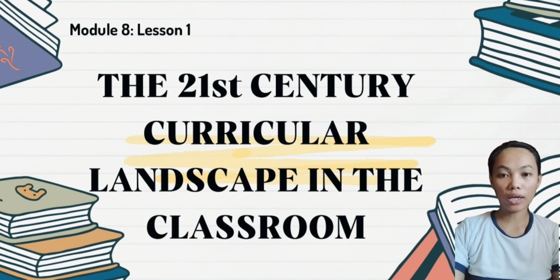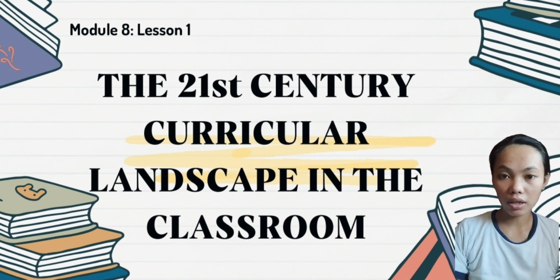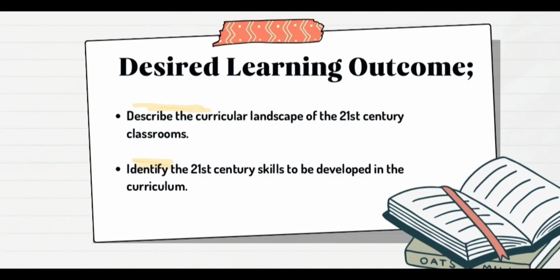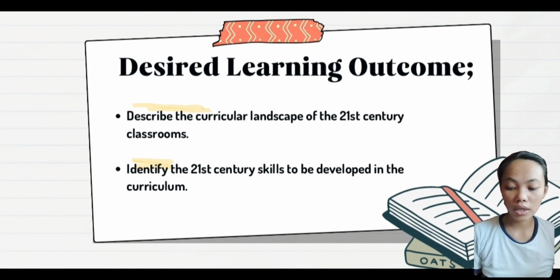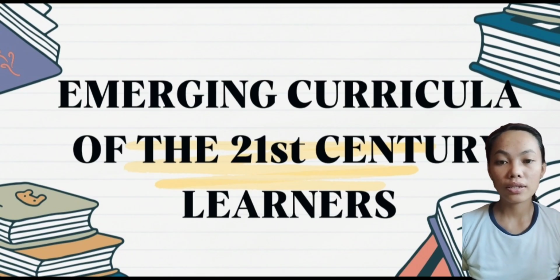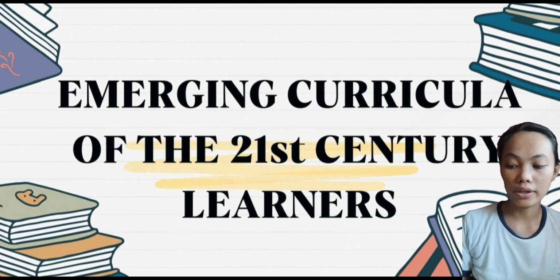So the next module, Module 8, is the 21st century curricular landscape in the classroom. Next, the desired learning outcomes: at the end of the lesson, you should be able to describe the curricular landscape of the 21st century classrooms and identify the 21st century skills to be developed in the curriculum. The next slide is emerging curricula of the 21st century learners.